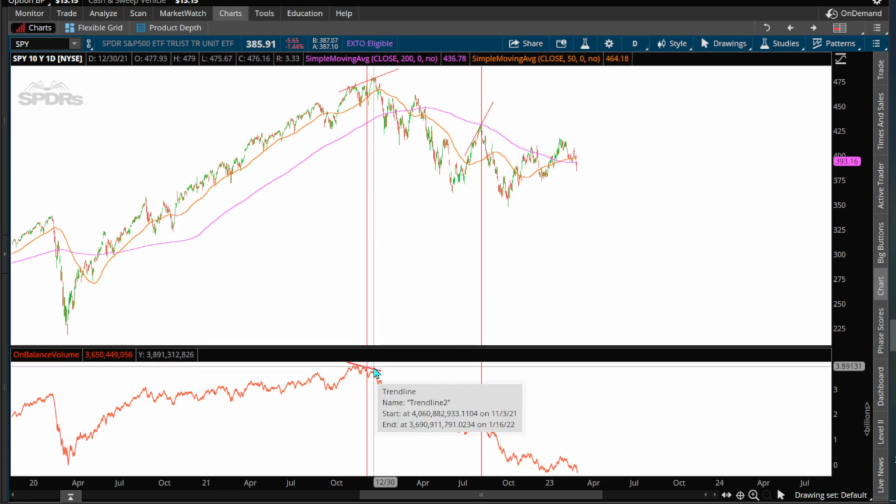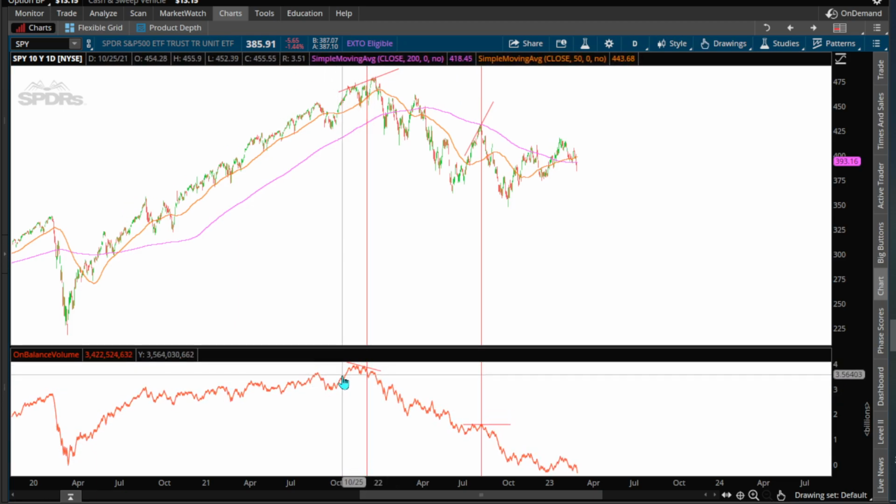So this is essentially saying, hey, you know what? We're making these higher highs on this lower volume. So this right here is a divergence. Normally, this thing is following price action, but right here, it's a clear divergence. Price action is going up, on-balance volume is going down. So that is what you call a divergence.